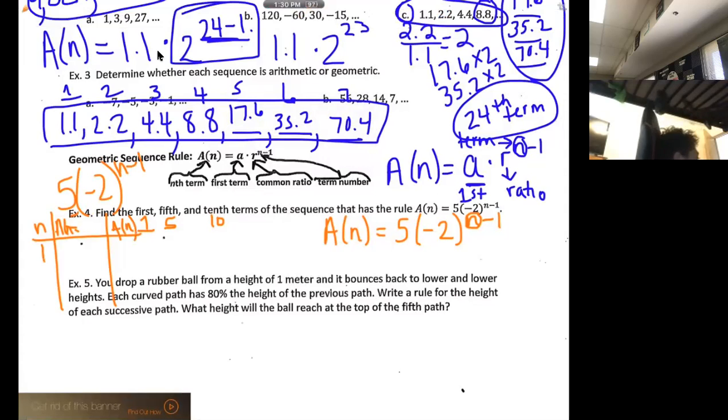So we're going to put 1 in here. So we're going to have 5 times -2 to the 1 minus 1. What's 1 minus 1? 0. So what's 5 times -2 to the 0? 5, because -2 to the 0 is 1, and 1 times 5 is 5. Your calculator would do this for you, by the way. So it's 5.